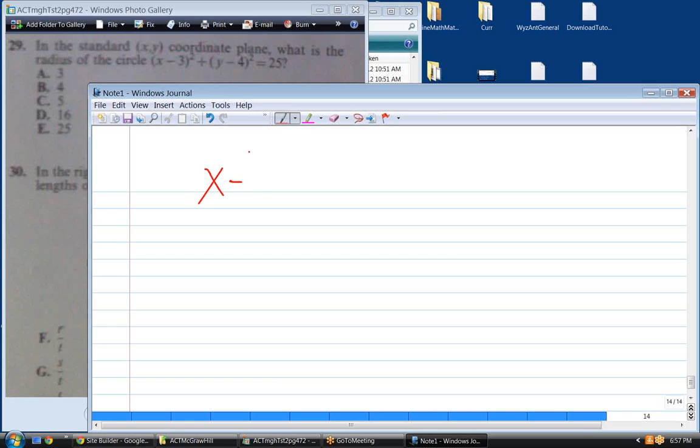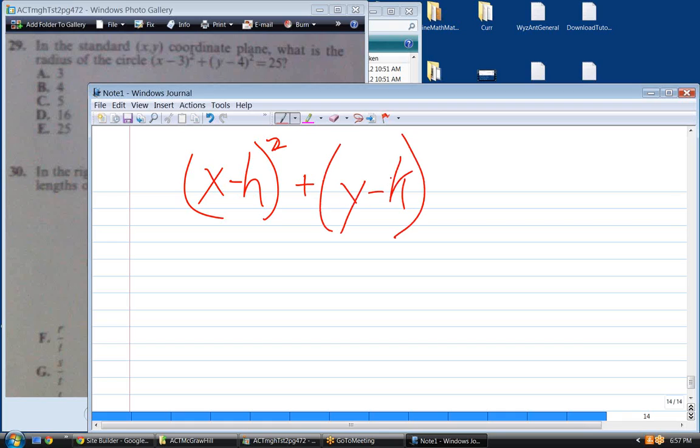(x - h)^2, where h is the x-coordinate of the center of the circle. (y - k)^2, where k is the y-coordinate of the center of the circle. And it's equal to the radius squared. There's the equation you need to memorize. And you need to know what h, k, and r mean.